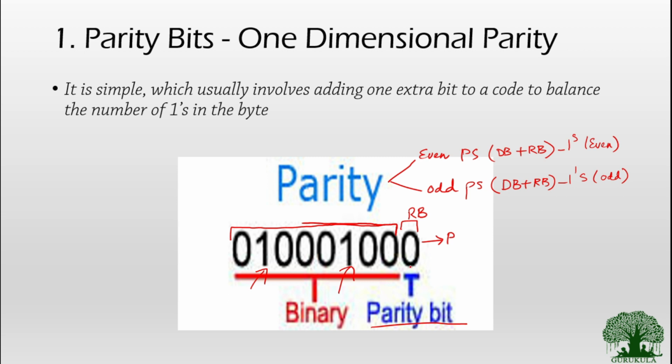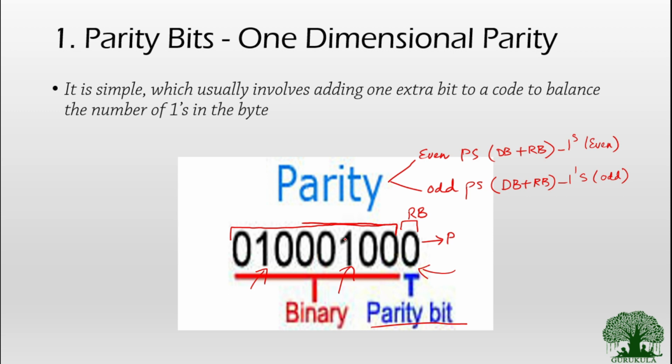The addition of only one bit in front of the data bits is what we call the parity bit. And since we are adding only one bit to this code word, that is why we call it one-dimensional parity.